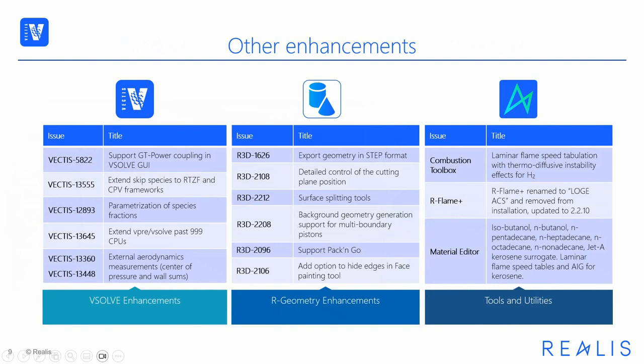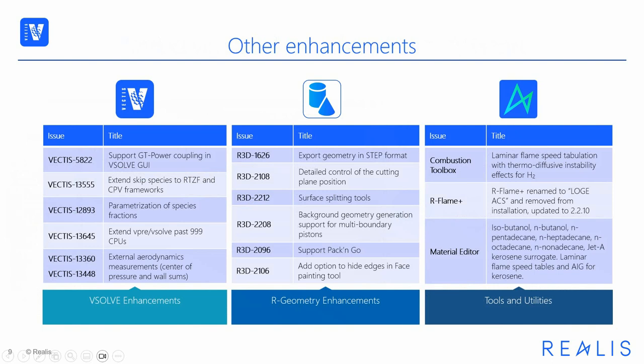When it comes to the tools and utilities, the combustion toolbox has been improved by adding the possibility for users to generate their own modified hydrogen flame speed table, including the thermodiffusive correction released in VECTIS in the 22.3 and 23.1 releases. Flame Plus has been renamed to Logi ACS, where ACS stands for Advanced Chemical Solver, and removed from the installation. Interested users can now procure it and the associated licenses directly from Logisoft.